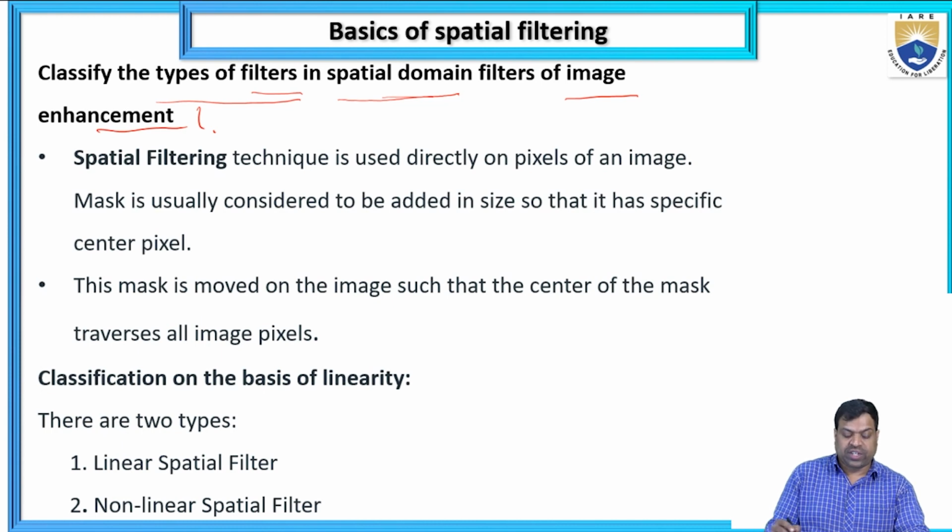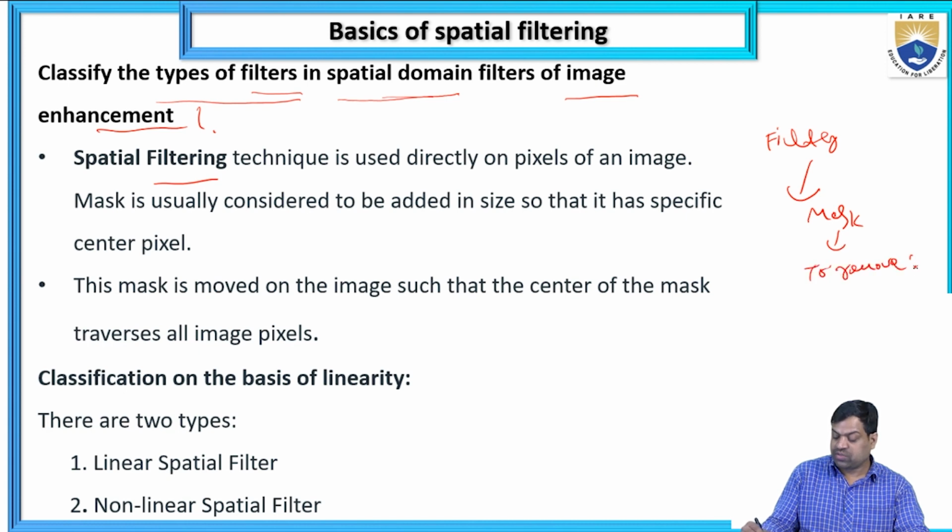So the first one is the spatial filter. For any filter, we need a mask. The mask is used to remove the noise. The spatial filter technique is used directly on pixels of an image. The mask is usually considered to be odd in size so that it has a specific center pixel. The mask is moved on the image such that the center of the mask traverses all the pixels.